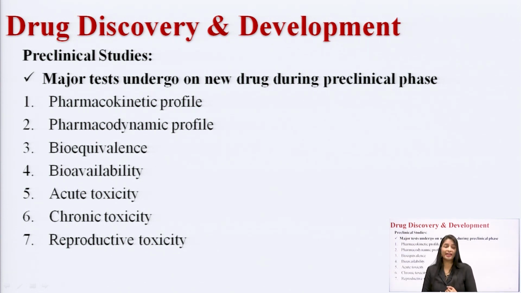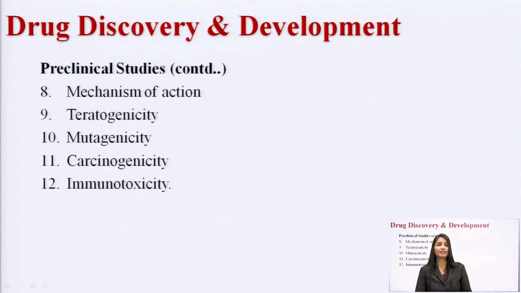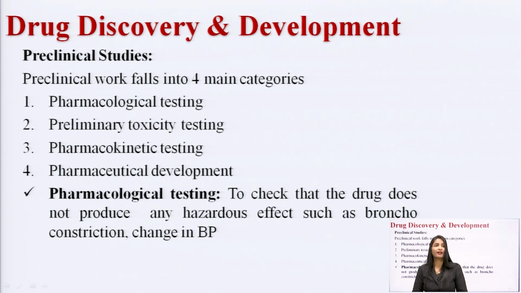You will check the pharmacokinetic parameters, pharmacodynamics, bioequivalence, bioavailability, toxicity studies, reproductive studies, teratogenic studies, and you can see the mechanism of action, mutagenicity, carcinogenicity, and immunotoxicity. All these studies are done in the preclinical trials. In preclinical trials we go with four testings: first, pharmacological testing; second, preliminary toxicity testing; third, pharmacokinetic testing; and fourth, pharmaceutical testing.